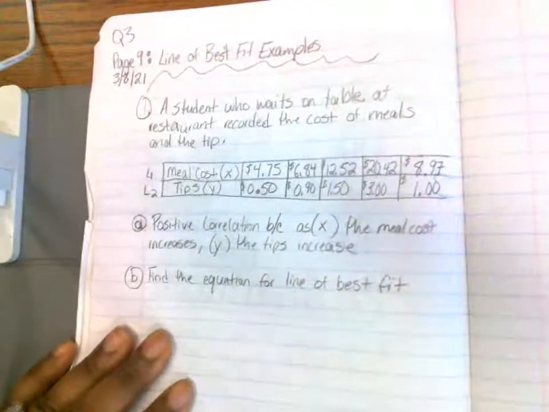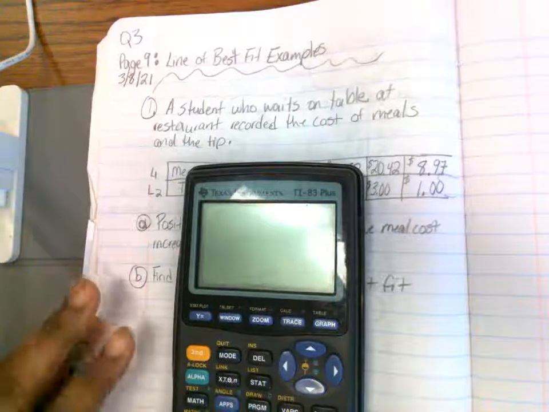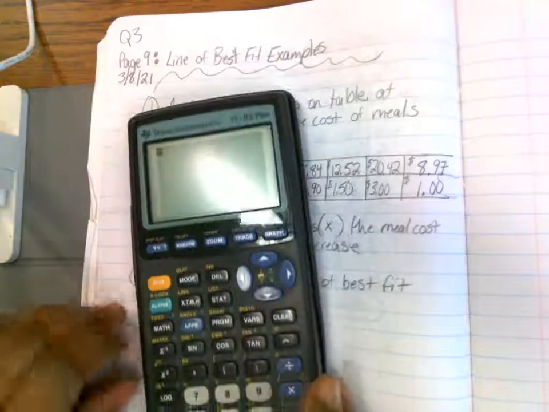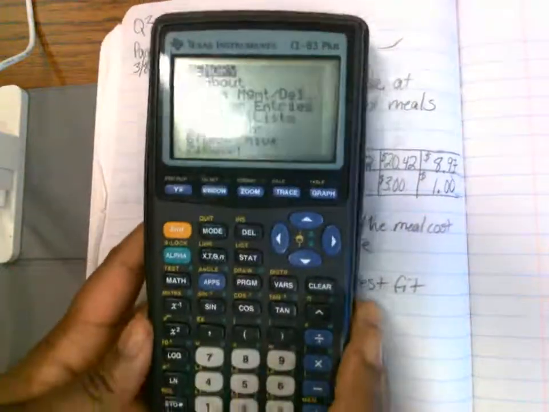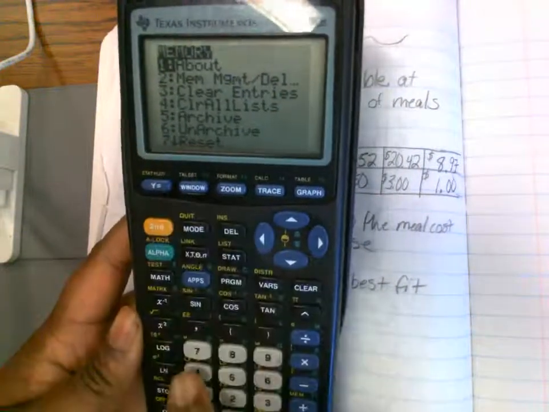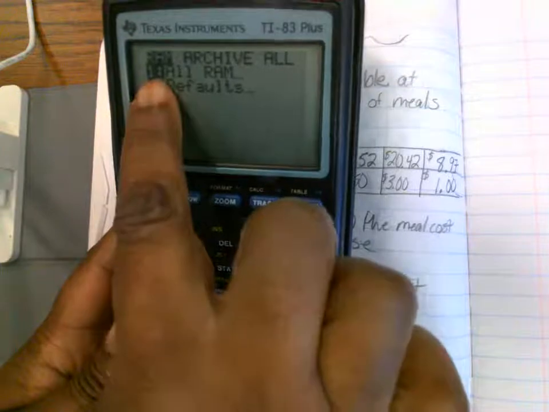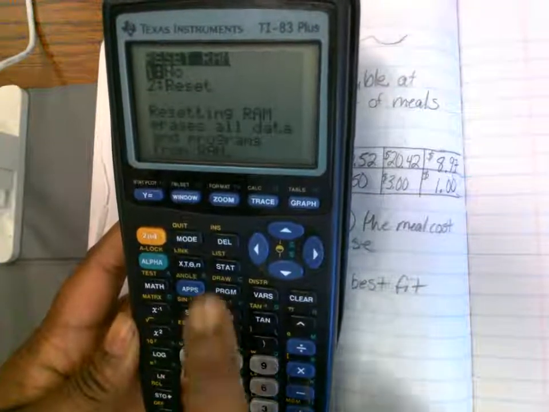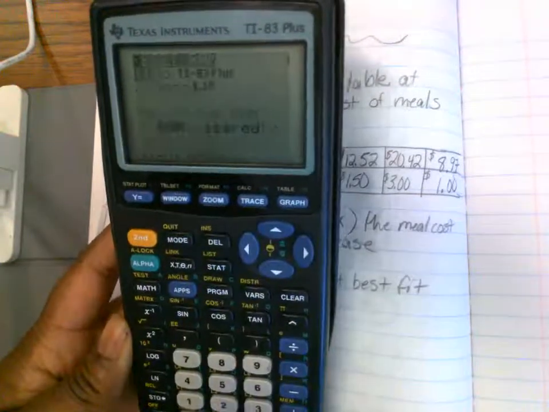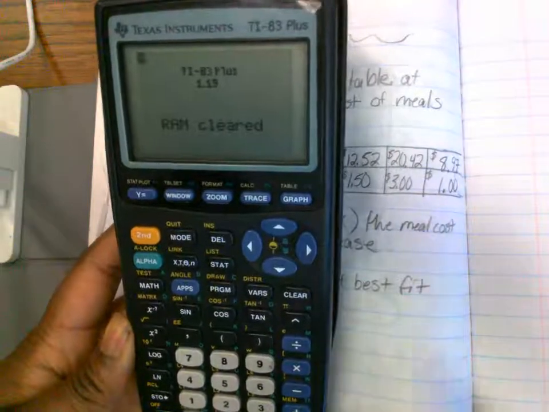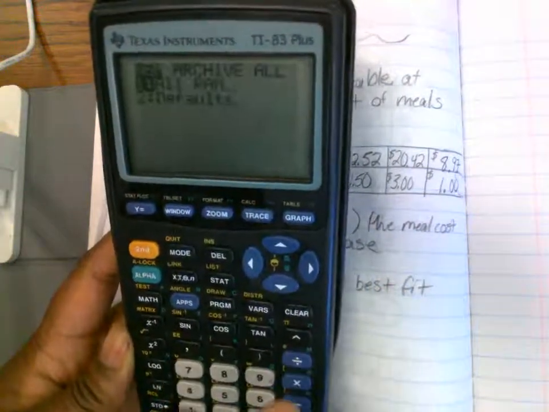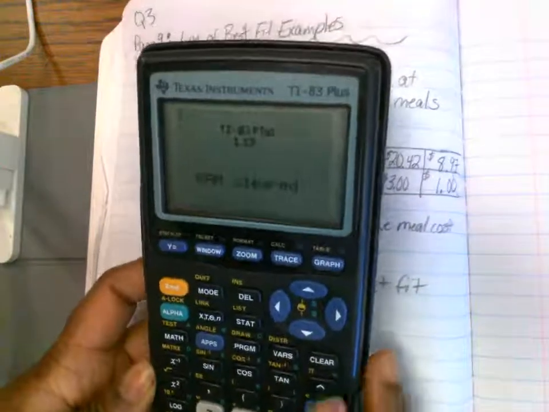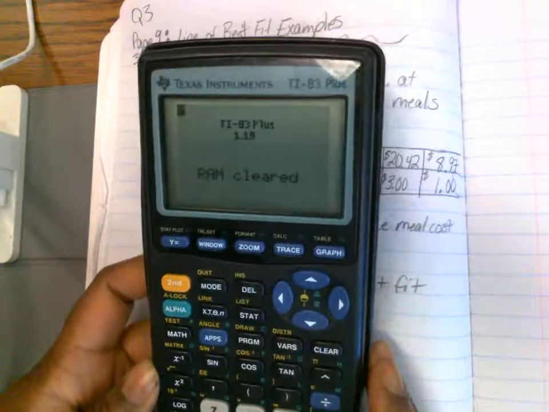Okay, so the first thing that I'm going to do, let's clear the calculator. That's second plus 7, 1, 2. Second, the plus sign, the number 7, which is reset, 1, and 2. Second plus 7, 1, 2. And I'm going to do it again. Second plus 7, 1, 2. And this resets my calculator.